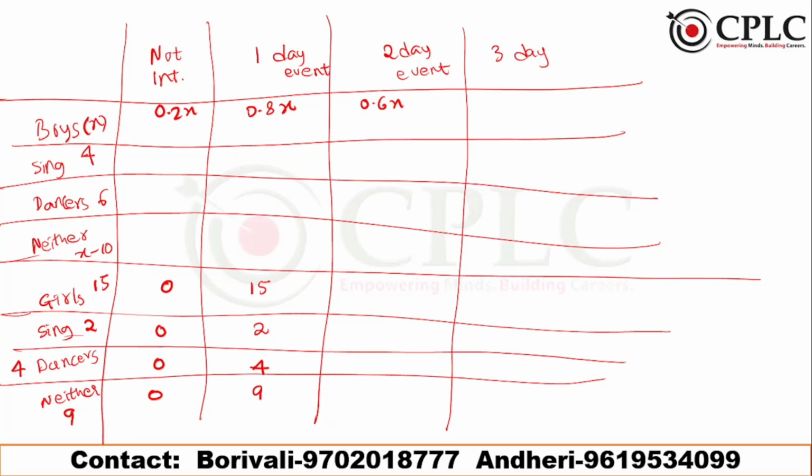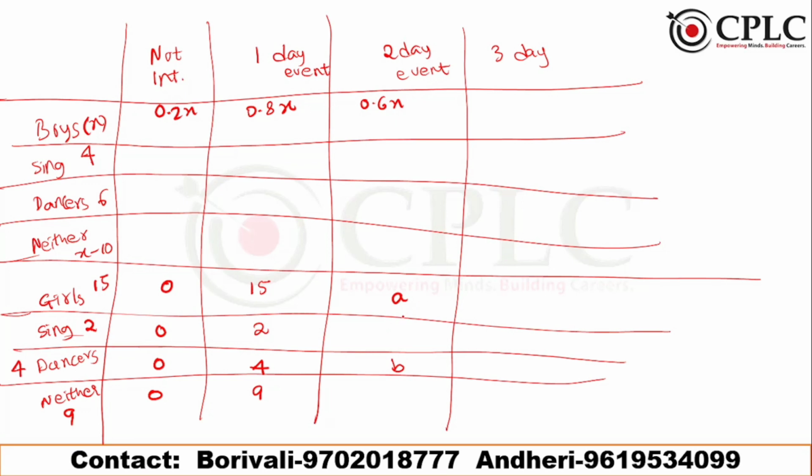Now, after this, if we read that further, let the number of girls who are interested in attending a 2-day event, this data, suppose that is defined as A, and the number of girls who are dancers and interested in a 2-day event, let that be small b. Number of girls who are interested in a 2-day event, let that be A, and number of girls who are dancers and interested in a 2-day event, let that be B.